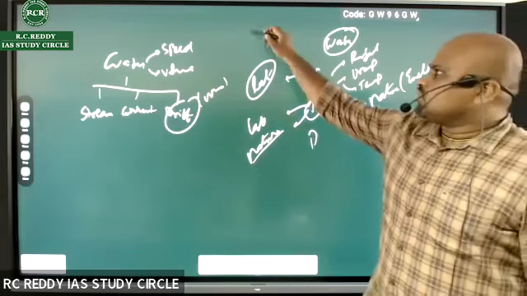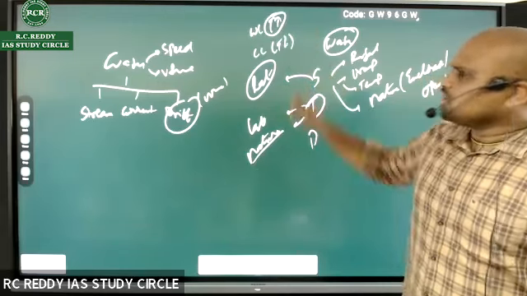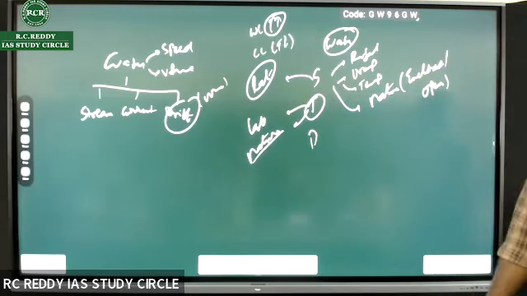We know that if it is a warm current, the temperature is going to be higher. If it is a cold current, the temperature is going to be lesser. Now, one basic dimension is this.